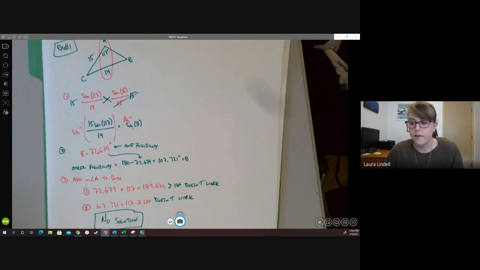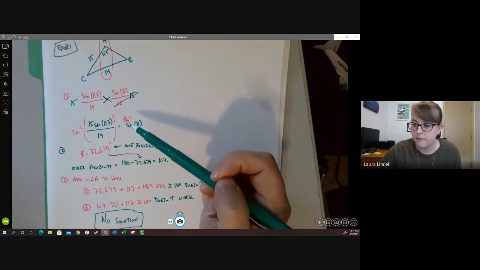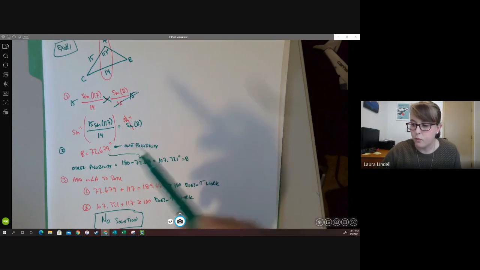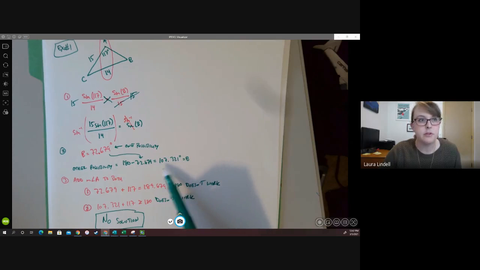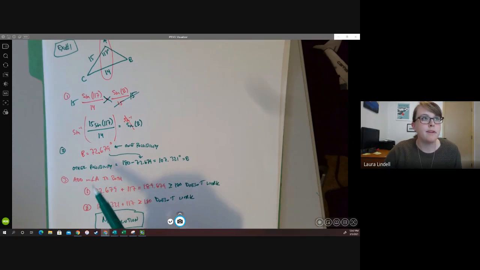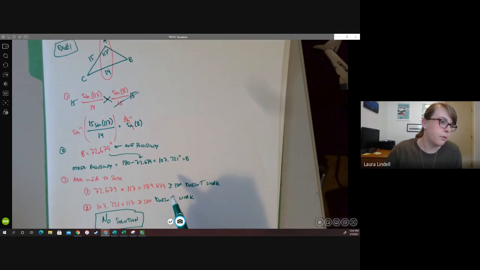Okay. So kind of our 3 steps, if we want to go back and review those real quick. We did the law of sines to find one angle. We took 180 minus that angle to find the other possibility. We added the measure of the angle we already know to both. If it's greater than or equal to 180, then it doesn't work. If it's less than 180, then that solution will work. And then you can proceed from there to find the rest of the information about the triangle. Any questions off of this first example?